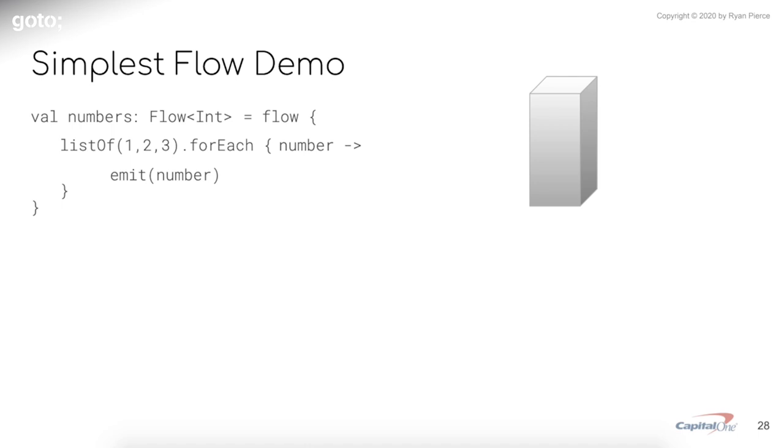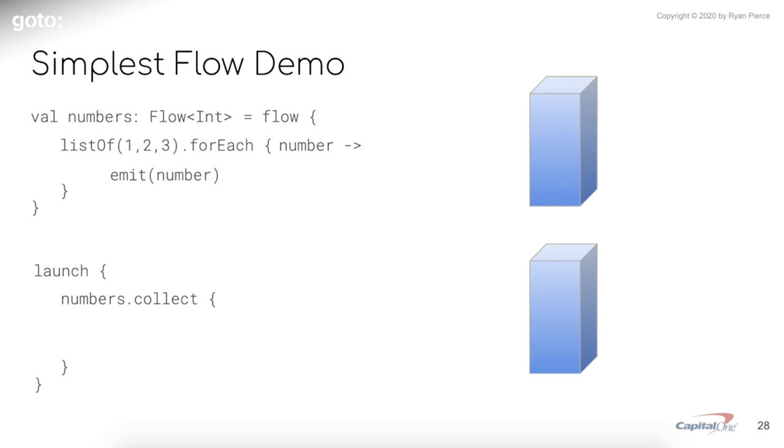It is not consuming any resources while it just sits there declared as a flow. Now let's continue. We'll launch a coroutine. We'll reference the flow numbers and we'll call collect. As you can see on the right, our square tube turned bright blue, representing it turning on. And the reason why is because we called this thing called collect, which is a terminal operator. And what that means is flows actually don't start consuming resources until you've called a terminal operator.